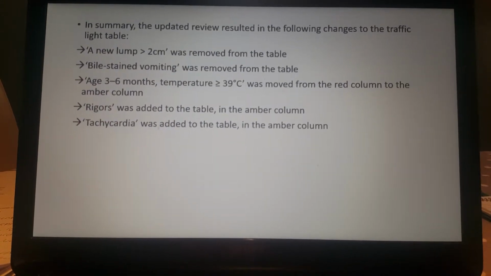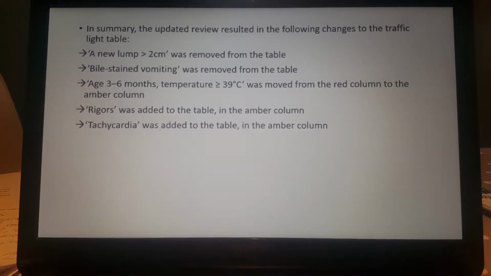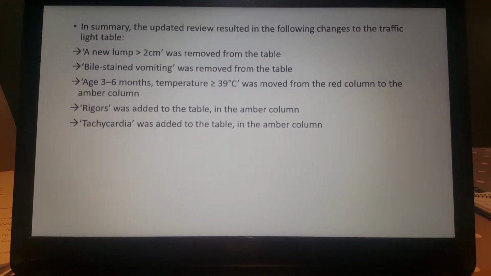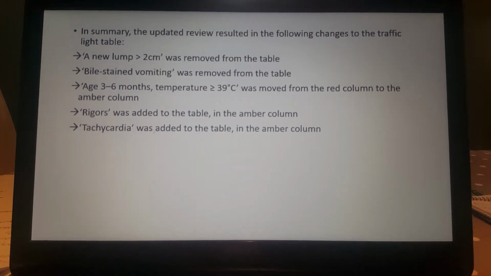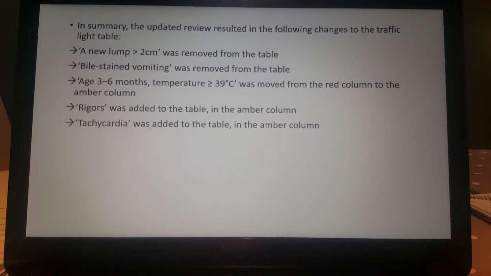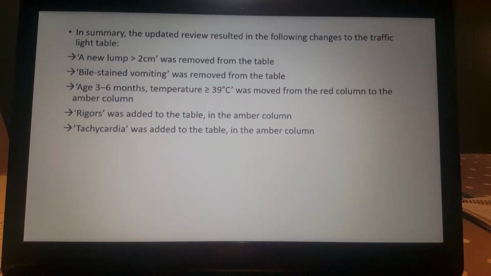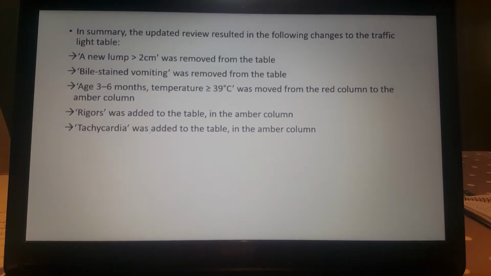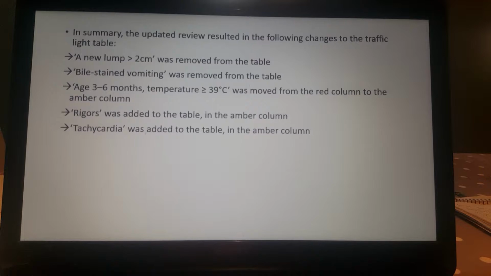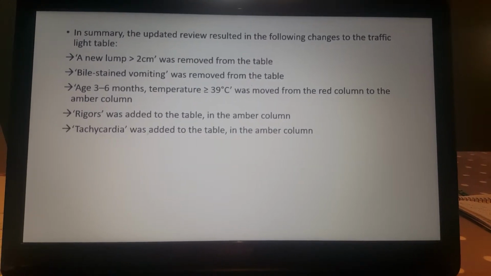They did make a couple of changes to the traffic light table. In the 2013 update, they removed a new lump greater than 2 centimetres and bile stain vomiting, as basically there was no evidence reported on the use of this sign and symptom to detect serious illness. And then they made a couple of changes. So they moved the temperature greater than 39 degrees in a baby 3 to 6 months old from the red column to the amber, and they added in rigors and tachycardia both to the amber column.